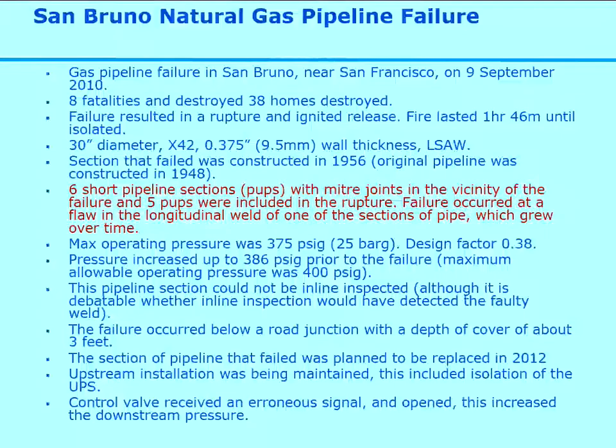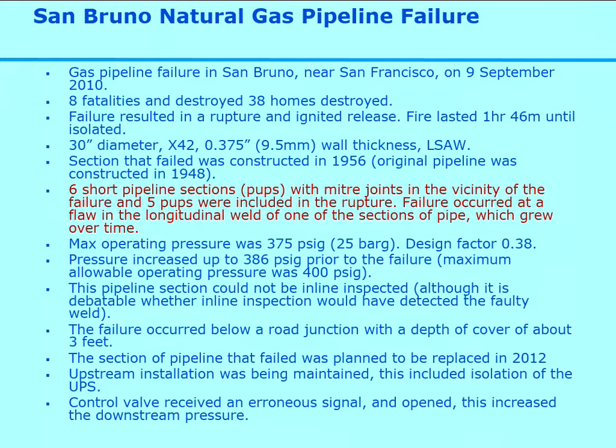The pipeline couldn't be inline inspected. However, if it had been inline inspected, as it was a gas pipeline, it's highly unlikely that any of the inspection tools used would have found the defect which failed. But the other interesting thing which came out later was that the pipeline was scheduled for replacement, and it failed 2 years before it was due to be replaced. So the operator knew that there were problems with that pipeline.